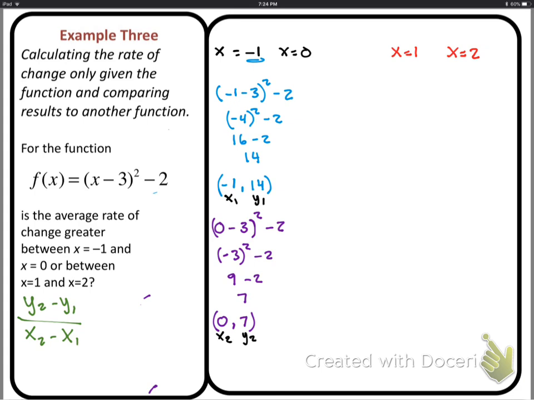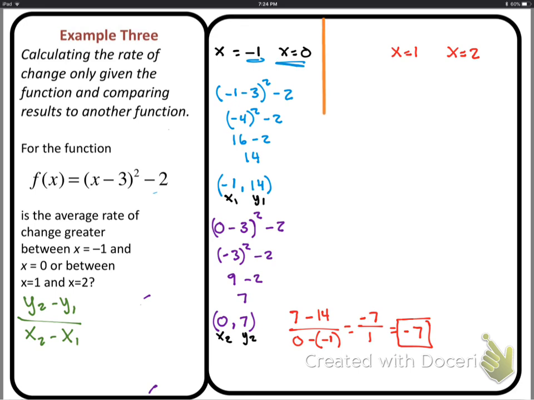So my y2 is 7, and I'm going to try to fit it in right here. So that's 7 minus my y1, which is 14, divided by x2, which is 0, minus my x1, which is negative 1. So that's negative 7 divided by positive 1. And that gives me a rate of change of negative 7 for x equals negative 1 and x equals 0, right? So we compare. Now we have to compare it to x equals 1 and x equals 2.